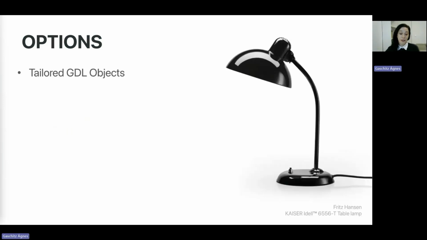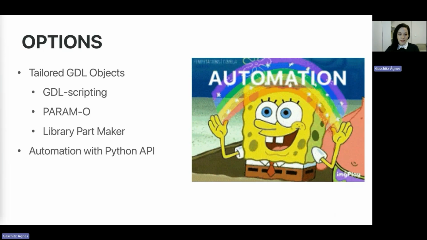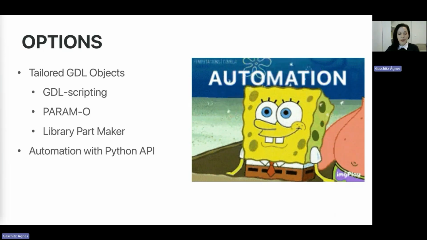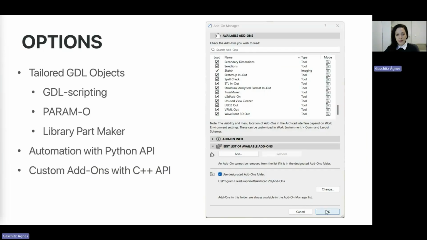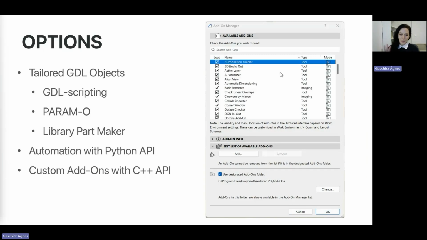Fortunately, Graphisoft provides different great solutions for us to modify the tool a little bit here and there. The first one is creating tailored GDL objects using GDL scripting, Paramo, or even the library part maker. We can use the lightweight JSON Python API mainly for automation. And also we can create custom add-ons with the C++ API. And don't you worry, we will break down these acronyms like GDL and API in a moment. So first things first, what is GDL?